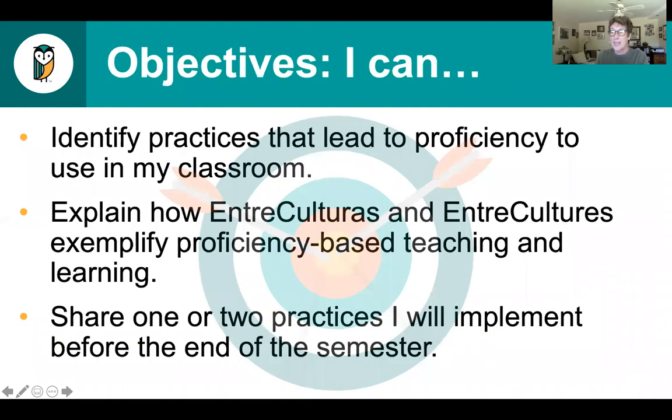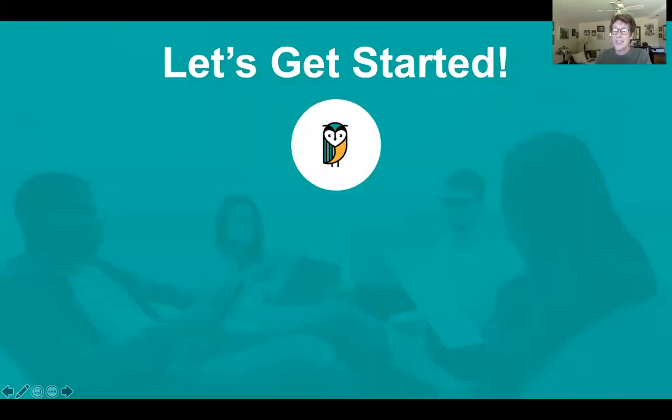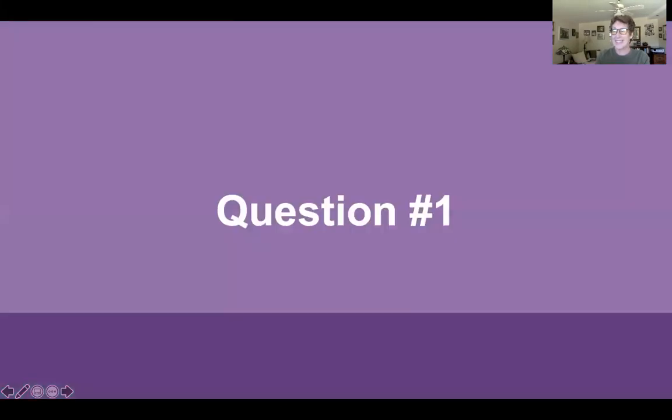So by the end of our time together today, you will be able to identify 8 best and high leverage practices that you can start using in your classroom right away, and explain how these practices are integrated into the Interculturality and Interculturality textbooks, and choose at least 3 of the practices that you can implement by, let's say, the end of the semester. So let's go ahead and get started.